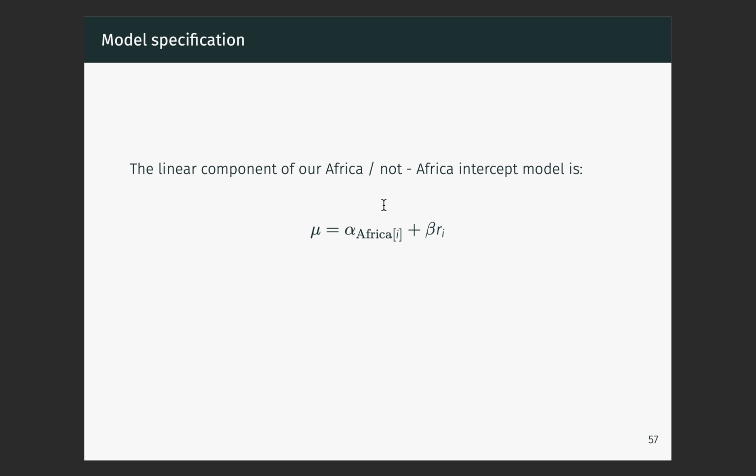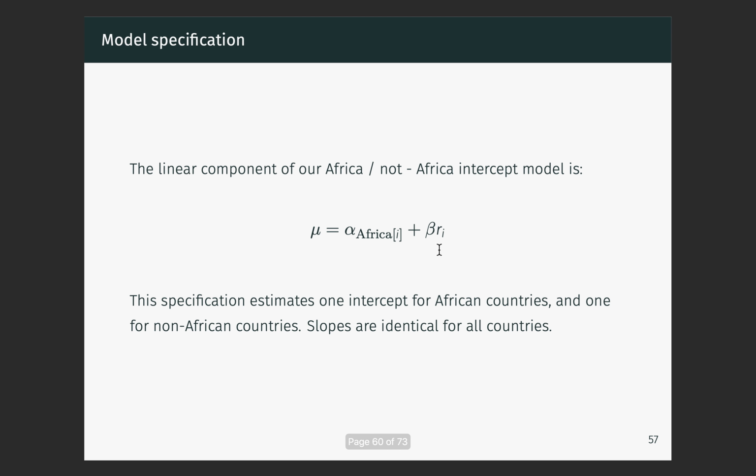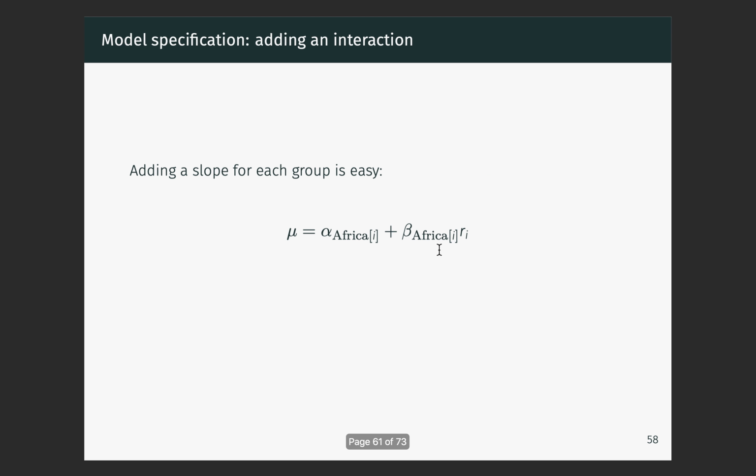The linear component of our Africa, not Africa intercept model is alpha Africa sub i, right? Where we allow each nation to have an intercept determined by whether it is in Africa or not, and then a beta for ruggedness, but that doesn't vary across countries at all. So we get one intercept for the African countries, one for non-African countries, and the slopes are identical. So how do we add that interaction?